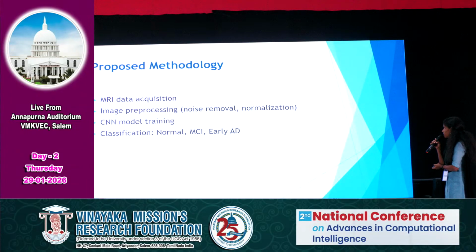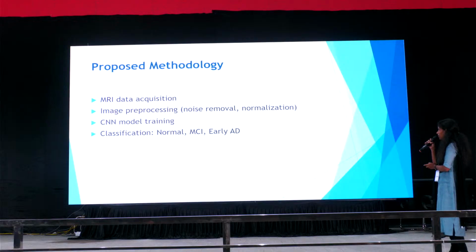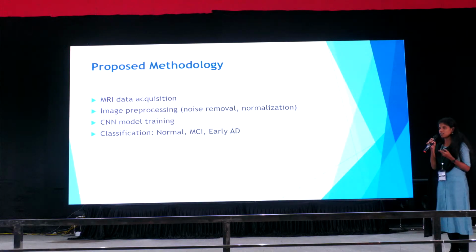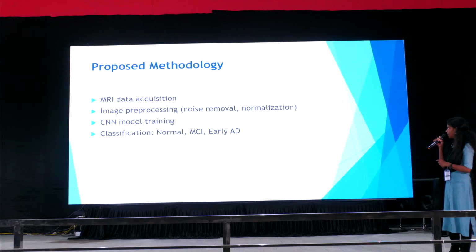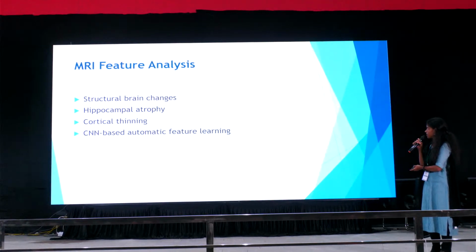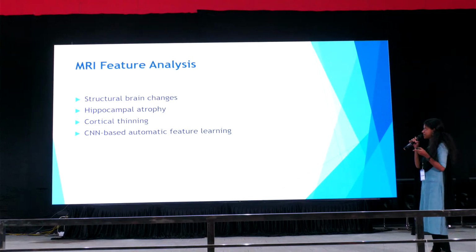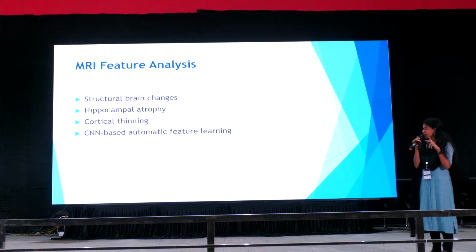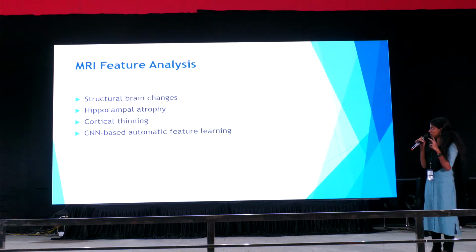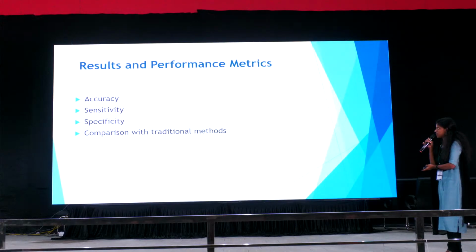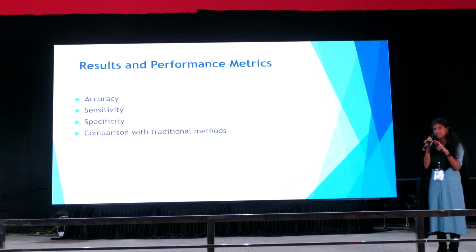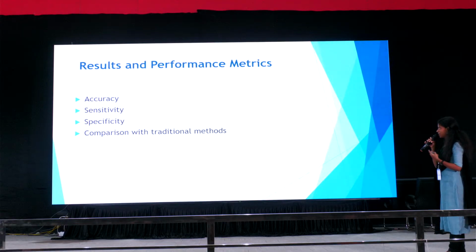Proposed methodology: MRI data acquisition and image pre-processing, which removes the noise and normalizes the images. Then CNN model training, for classification into normal, mild, and early Alzheimer's disease. MRI features: it analyzes structural brain changes and finds hippocampal changes and cortical thinning, using CNN-based automated feature learning. Results: we find it accurate and sensitive in comparison with traditional methods.